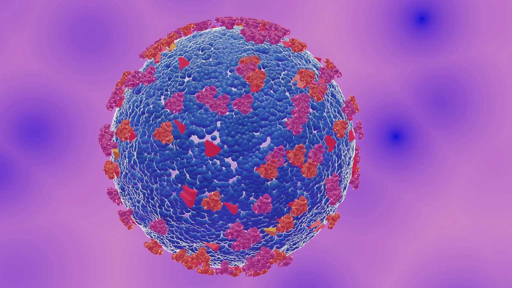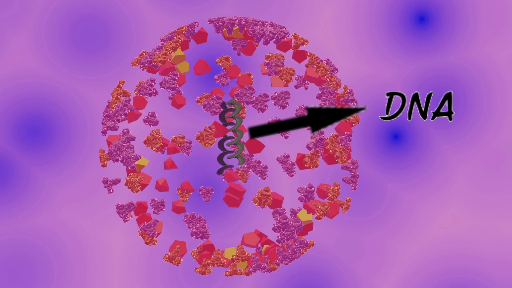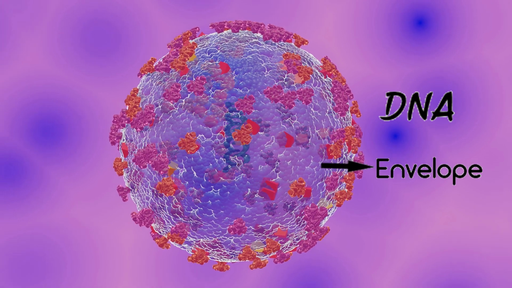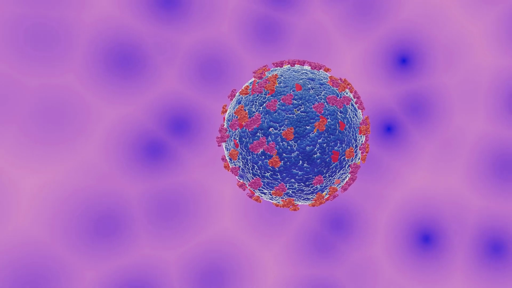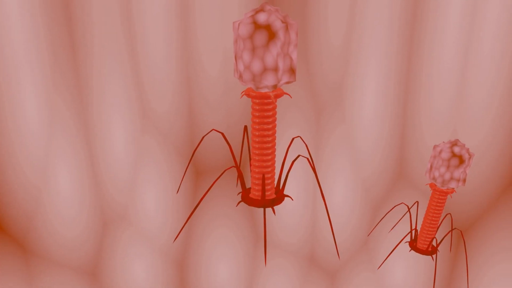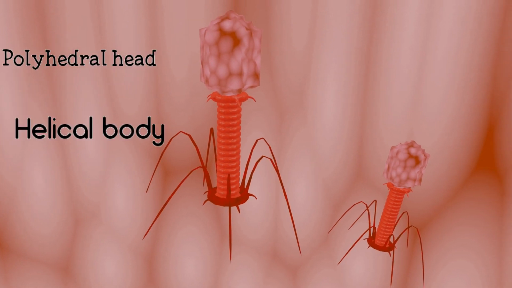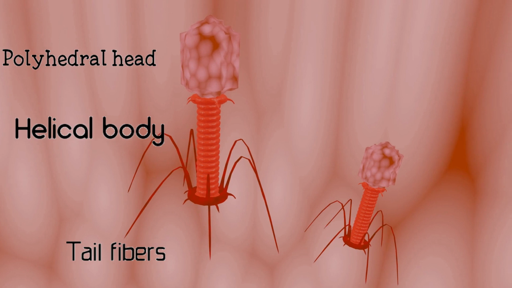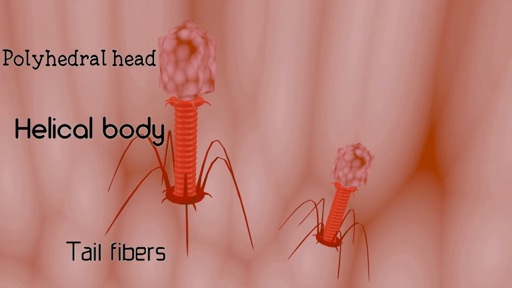Spherical viruses, like the coronavirus, are essentially helical viruses enclosed in a membrane known as an envelope, which is spiked with glycoproteins that assist in sticking to and entering host cells. Complex viruses, like bacteriophages, which infect and kill bacteria, are composed of a polyhedral head, a helical body, and tail fibers that attach to a cell membrane so that it can transfer its genetic material.